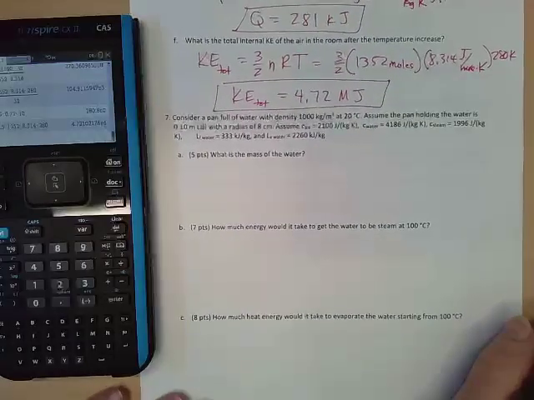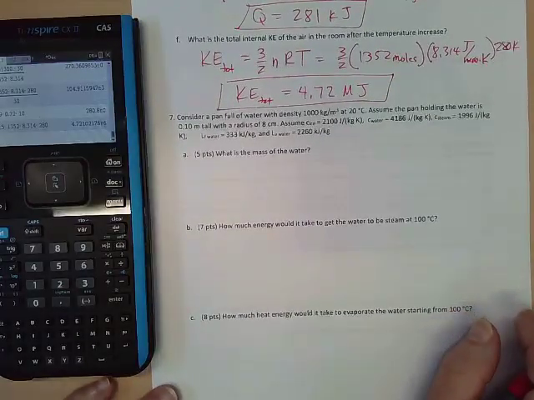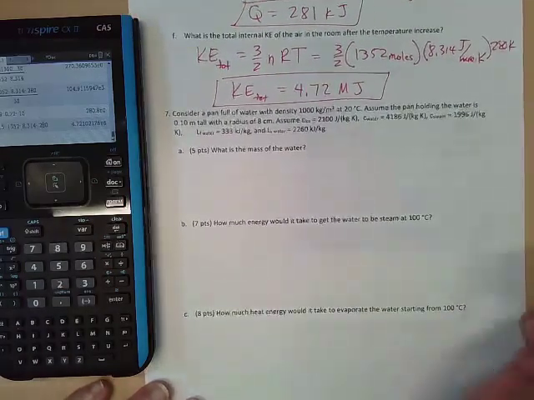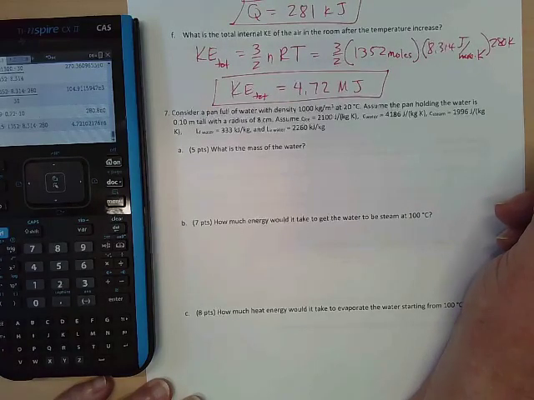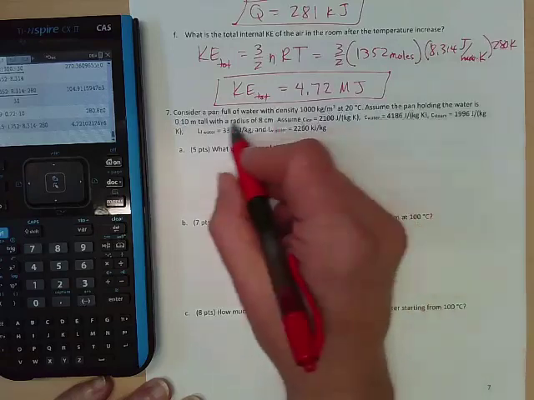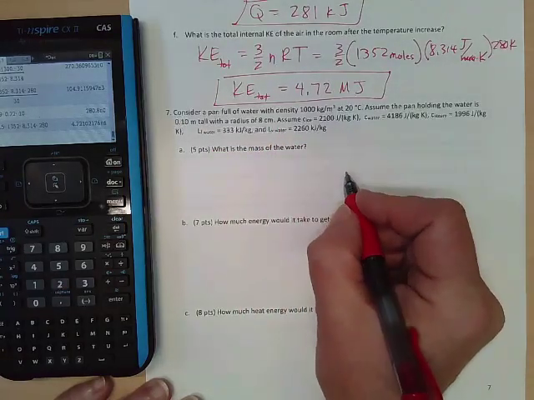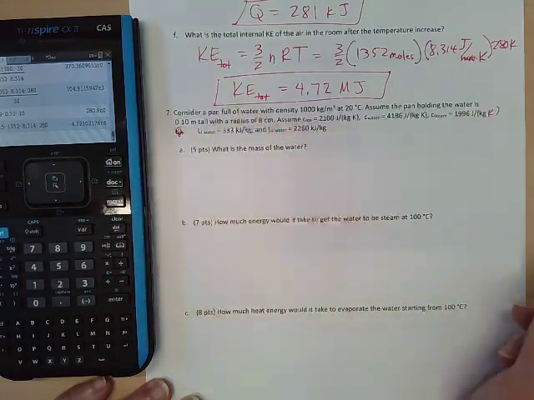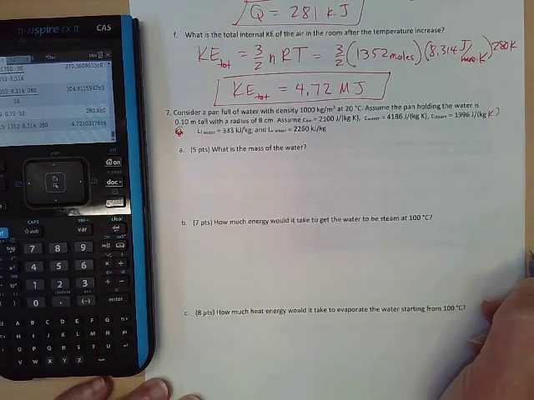Number 7. I'm gonna probably have to pause here to go to class, but we'll do a little bit here. Consider a pan full of water with density 1,000 kilograms per cubic meter at 20 degrees. We got the dimensions of the pan. We got c of lots of things. Kilogram Kelvin kind of went to the other side, and we've got the latent heats of fusion and vaporization.